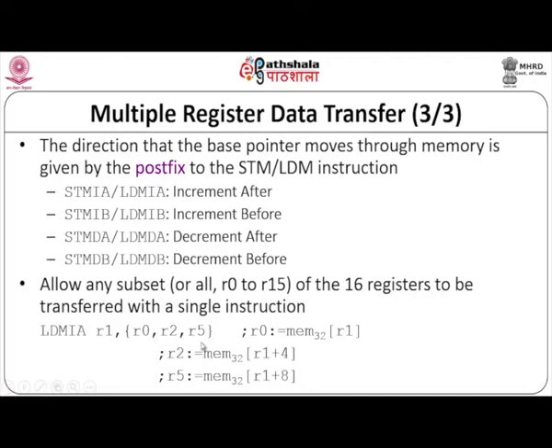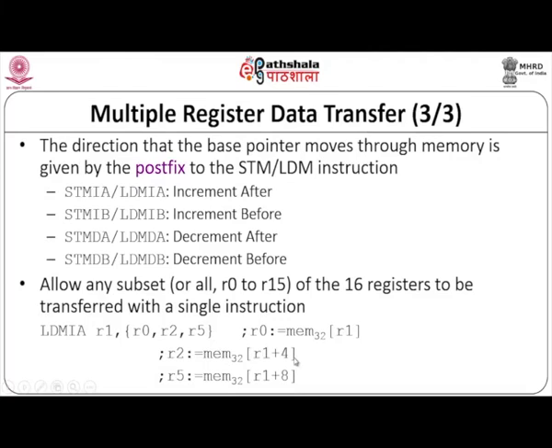So, what are we trying to load over here? We are trying to load these 3 registers, R0, R2, R5. From where are we trying to load? We are trying to load from the address that is pointed to by R1. R1 could be pointing to some address, let me assume it to be 200. So basically the content at address 200 will be copied to R0 because it is the smallest register.